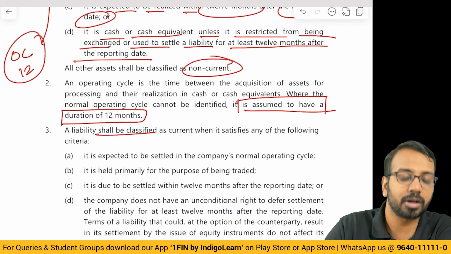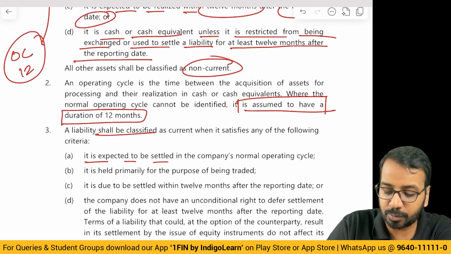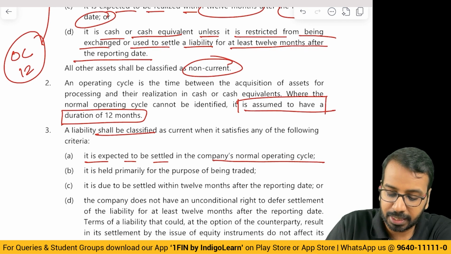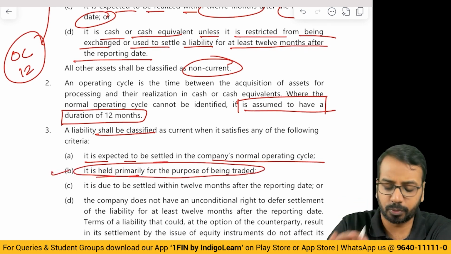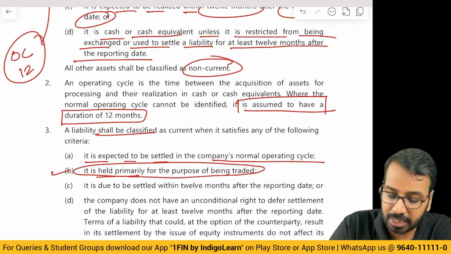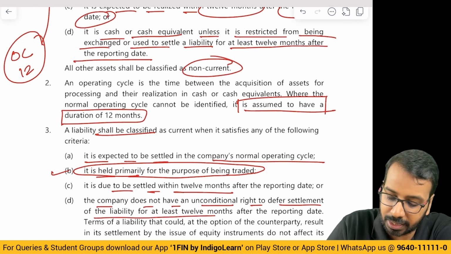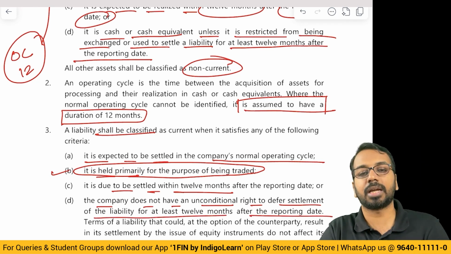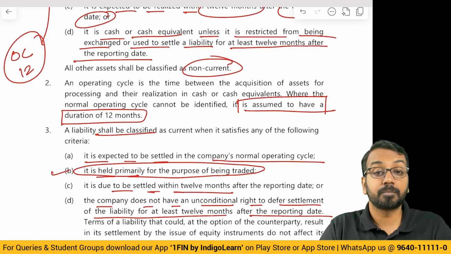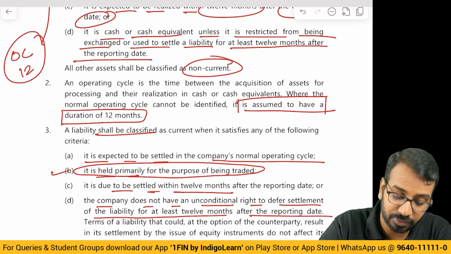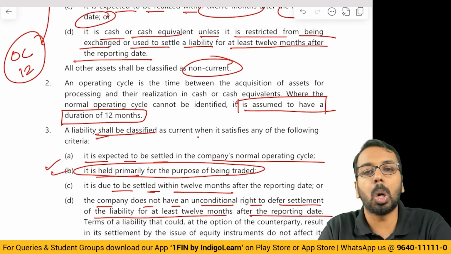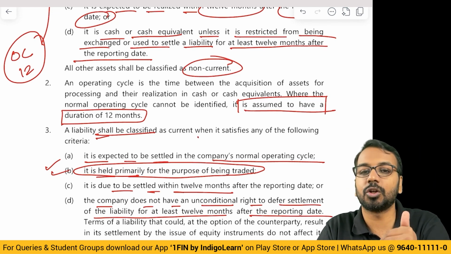Same conditions are for liabilities. If it is expected to be settled in the normal operating cycle, or it is held primarily for the purpose of being traded. This is a slightly advanced concept, no need to worry about it. This is more of a final level concept. It is due to be settled within 12 months. The company does not have an unconditional right to defer the settlement for at least 12 months after the reporting date. Basically, it means I cannot defer it beyond 12 months. I have to pay it within 12 months, then it will be classified as current. All other liabilities are classified as non-current.